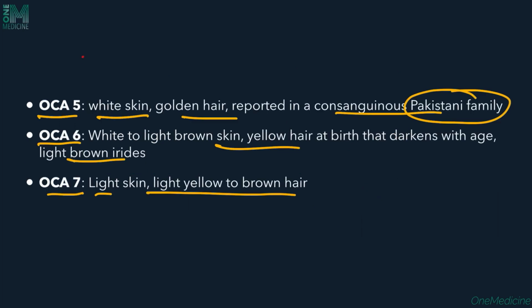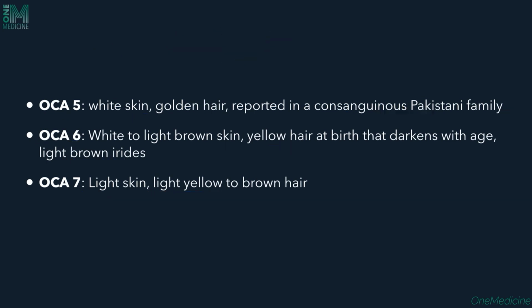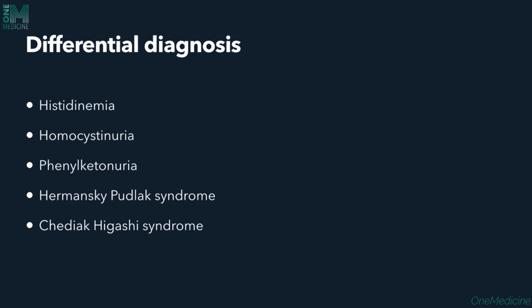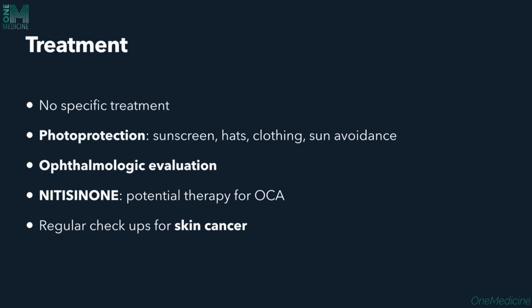The most common manifestation that oculocutaneous albinism will present with is freckles. Freckles are the first manifestation that they will come with. The differential diagnosis of oculocutaneous albinism would be histidinemia, homocystinuria, phenylketonuria, Hermansky-Pudlak syndrome and Chediak-Higashi syndrome. Oculocutaneous albinism can be present in these conditions also. Treatment: there is no specific treatment. Photoprotection with sunscreen, hats and clothing has to be done. Eye protection and ophthalmologic examination are needed. Nitisinone is one of the drugs which can be used. Regular checkups for skin cancer need to be done.